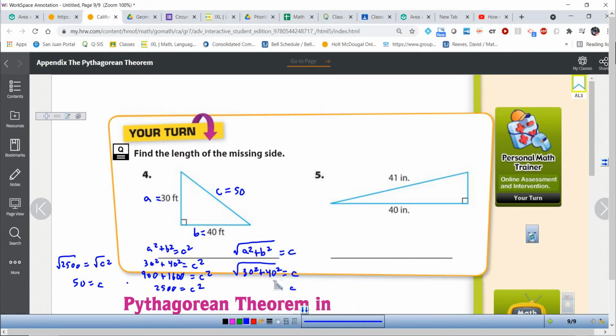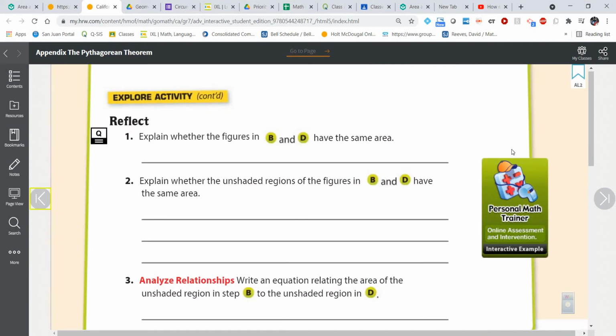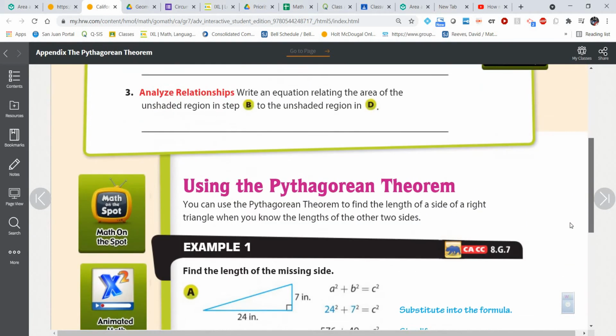All right? It really is the same process. It's just the second way you're saving yourself some time by starting by putting the square root at the beginning, since you're always going to have to take the square root when you're doing these problems. All right, so that is how you use the Pythagorean theorem to find the missing hypotenuse.